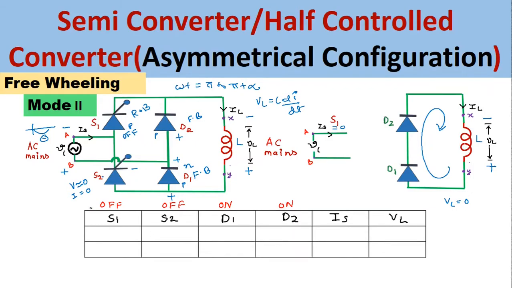Now we will see the conditions of voltage and currents of different devices connected in this semiconverter in asymmetrical configuration. So first we will take the S1 thyristor or S1 SCR. The S1 thyristor is in the off condition because it is in the reverse bias condition. So what will be the current through it? ISCR1 will be equal to 0, and the voltage across this device will be equal to the input voltage Vi, because it is in the off condition, so it will act as an open circuit.